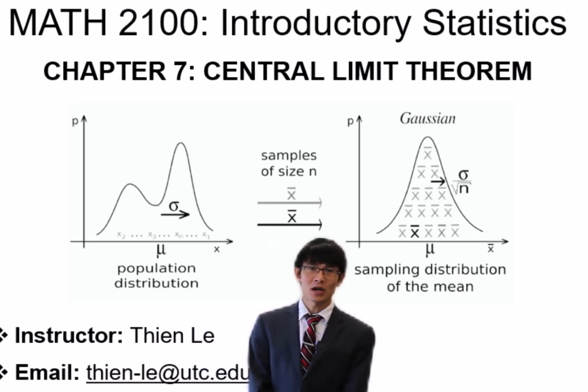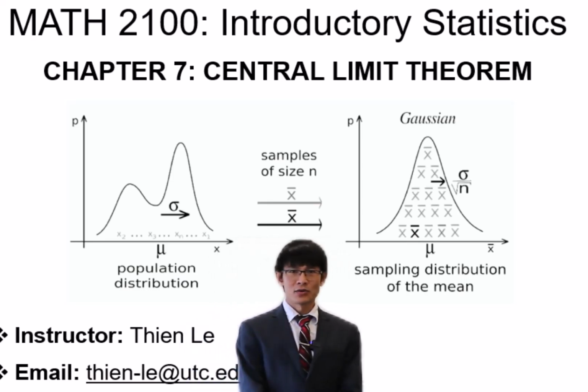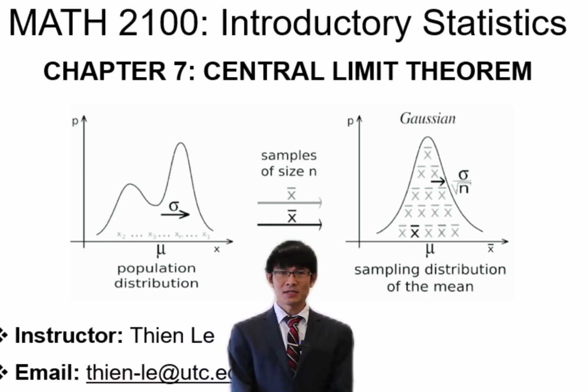Today we are going to talk about chapter 7, the central limit theorem. In this chapter, you learn about the sampling distribution of the sample mean. You study how it behaves, and you understand how we can apply the central limit theorem, the most important theorem in the history of statistics. Okay, so let's hop on.